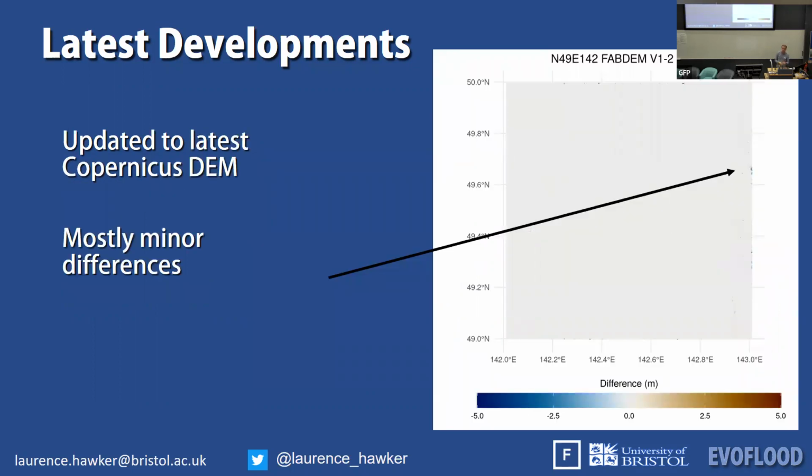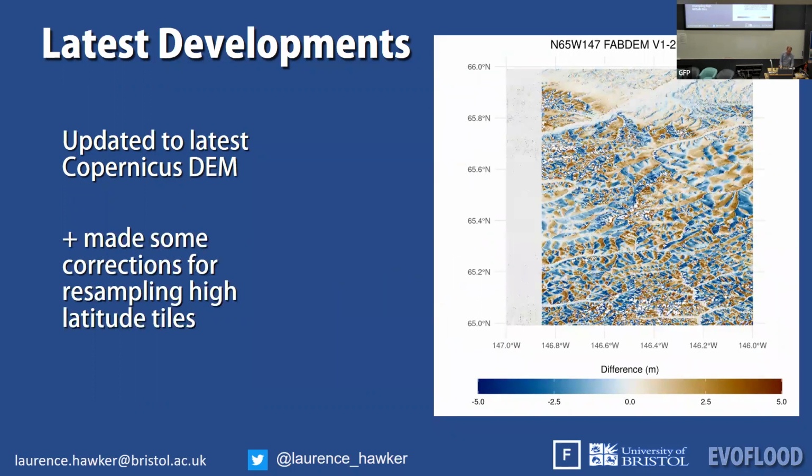And created version 1.2. Mostly this doesn't make a lot of difference. This tile here is barely a little bit different in the corner. This is the difference map between version 1.2 and 1.0. But for some tiles, some pretty huge things happen. So just be aware of that.